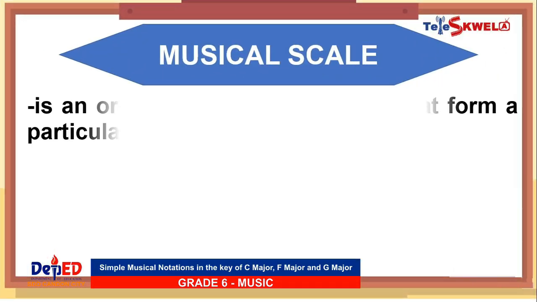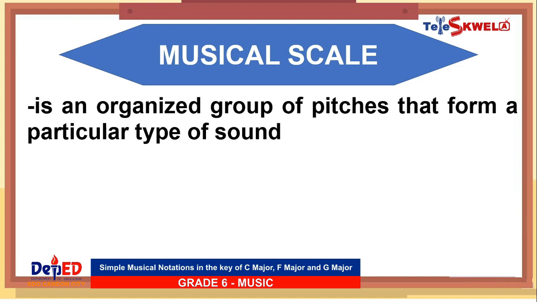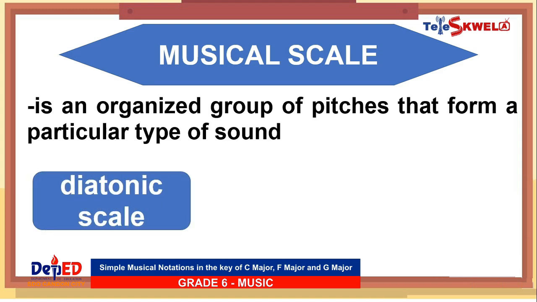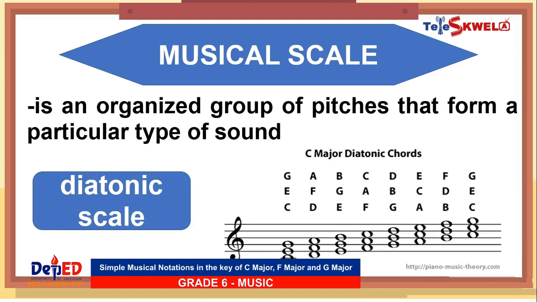A musical scale is an organized group of pitches that form a particular type of sound. The most common scale is called diatonic scale, characterized by a pattern of fixed intervals of whole steps and half steps. Example is the C major diatonic scale.